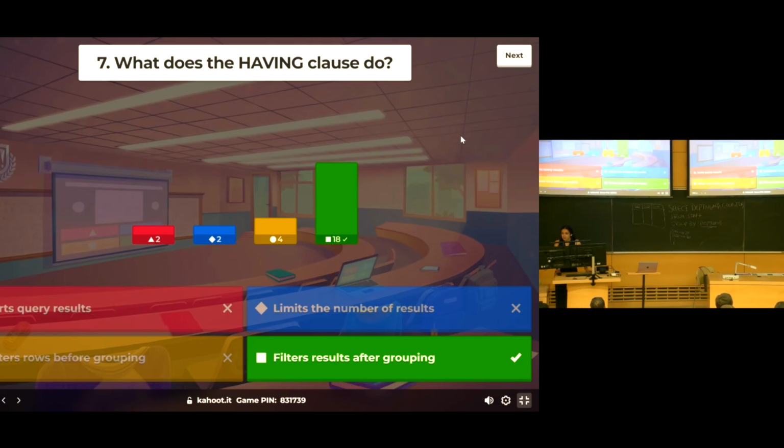And limits the number of results. Does having limit the number of results? Filter rows before grouping. What filters rows before grouping?